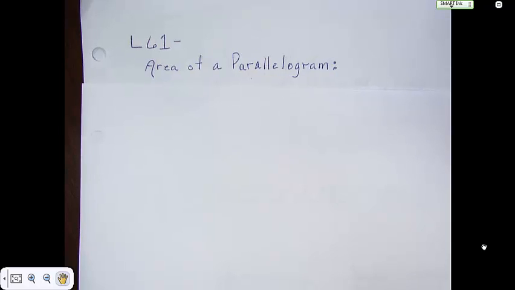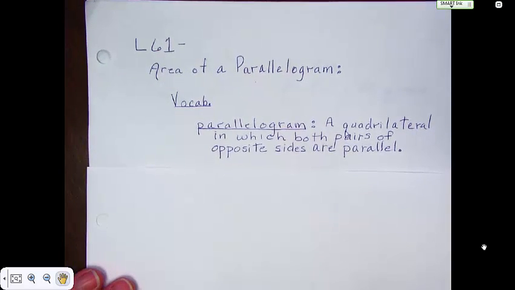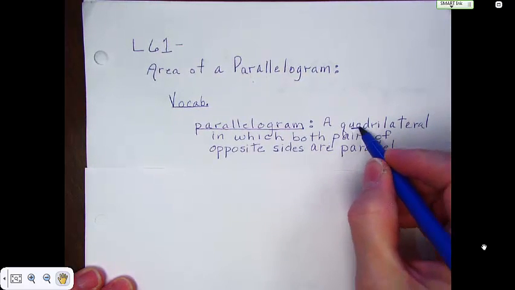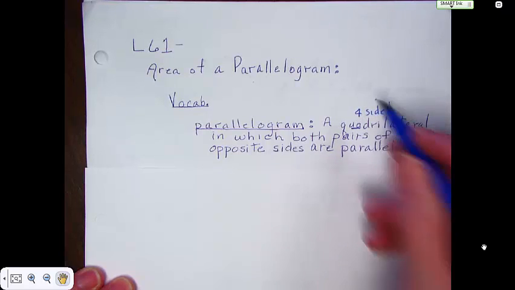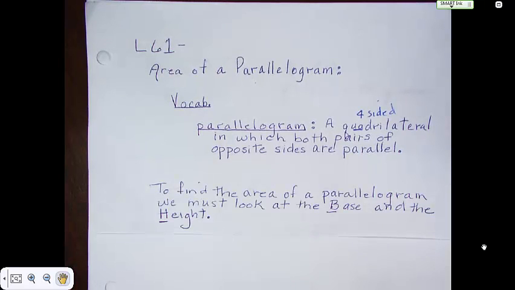Well, hello there. Today we are going to talk about area of a parallelogram. It's lesson 61. There's a little bit of vocabulary that goes along with that. A parallelogram is a quadrilateral, quad meaning four-sided, in which both pairs of opposite sides are parallel.